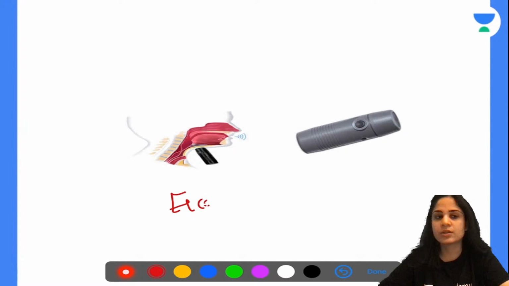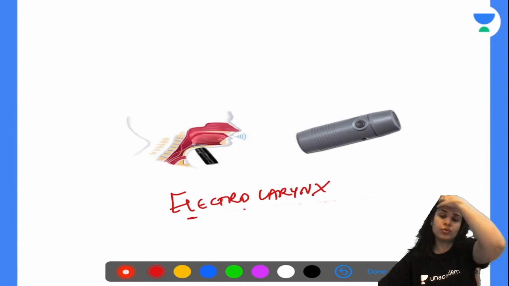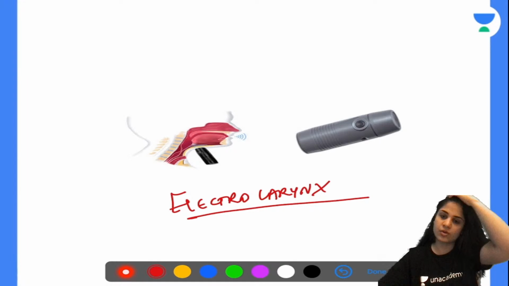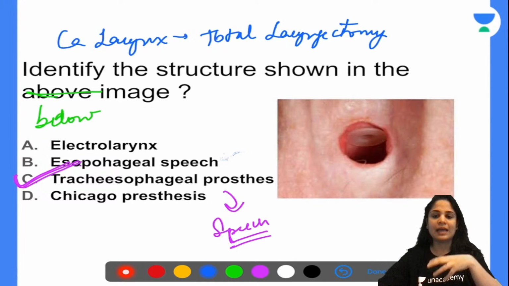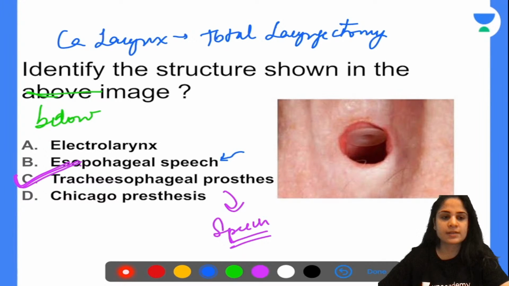Now, what about the other options? Esophageal speech is a mechanism of using air to talk. It is not any instrument, but a way that is taught to the patients how to use their air in order to speak. And Chicago prosthesis is not related to any of these.